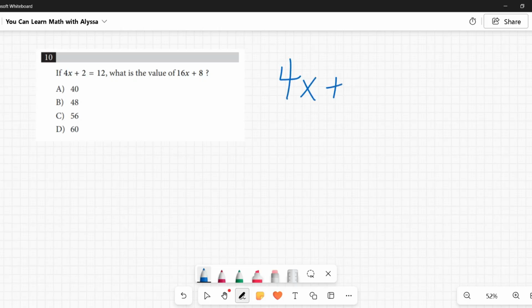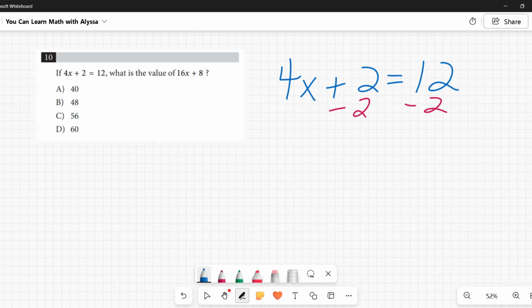So 4x plus 2 equals 12. I want to undo what's been done to x in order to solve for it. X has been multiplied by 4, and then 2 was added. So we go in reverse order. We start at the end. We go backwards. So I'm going to undo that adding of 2 first. So I'm going to subtract 2 because that's the opposite.